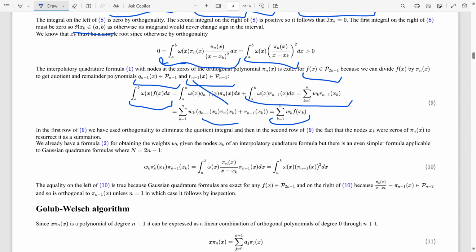Equation 2 implies evaluating a separate integral for each weight, or for each node actually, but we can evaluate this integral on the left by applying the Gaussian quadrature formula, and on the right, because this much is orthogonal to pi n minus 1 of x, that reduces to this, and only one integral here suffices for all the weights.